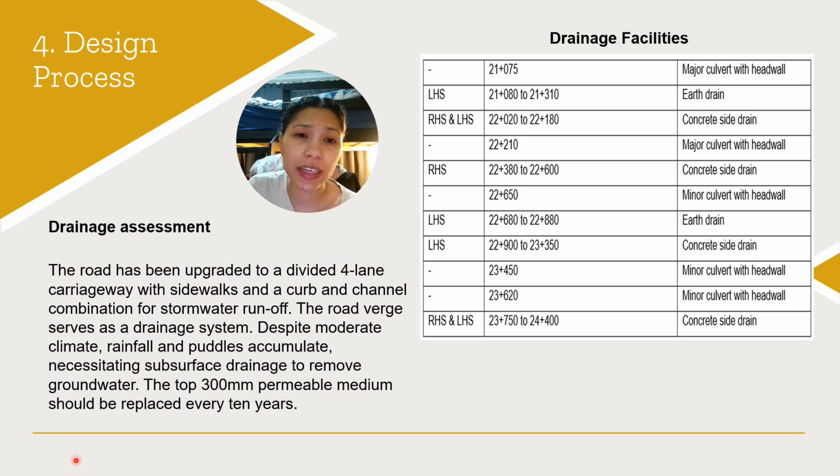However, as part of my design, the existing infrastructure will be upgraded just to accommodate the larger amount of stormwater volumes that the new road now will carry. And then looking at this table, this is just a brief overview of all existing stormwater infrastructure that we can find in the area. So major culverts all the way to earth drains, to concrete side drains. So that's just to name a few of all the drainage elements that will be touched on.